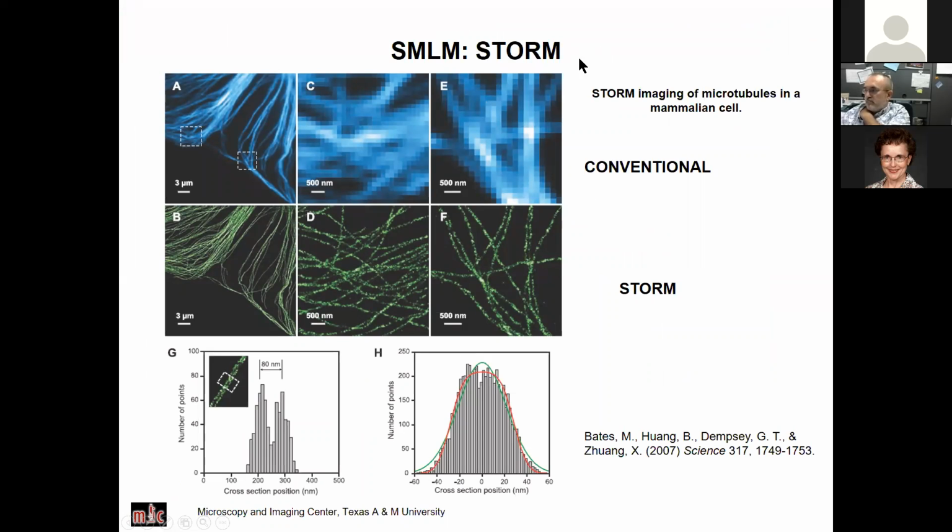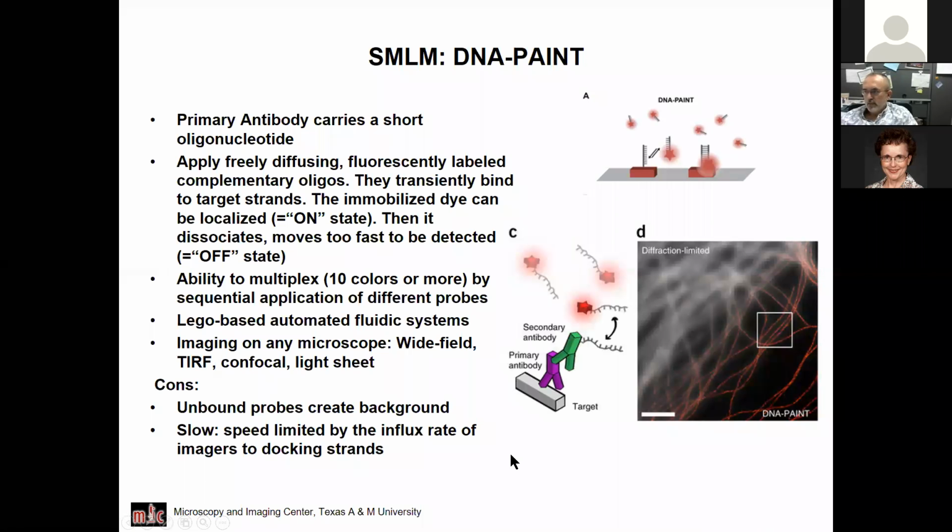Here is an example from an old paper of some microtubules imaged in a conventional wide field mode versus in the STORM system. And this is your resolution in this particular case, measured as 80 nanometers, but it can be even better. And you can also do multiple colors. So that's PALM and STORM.